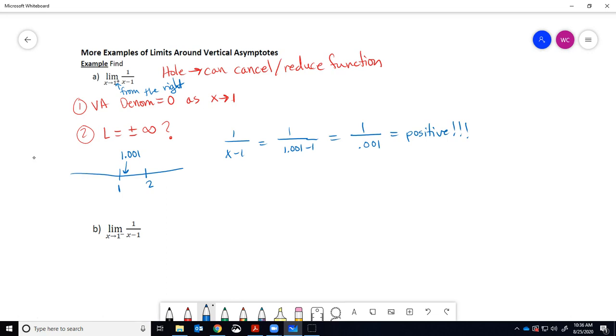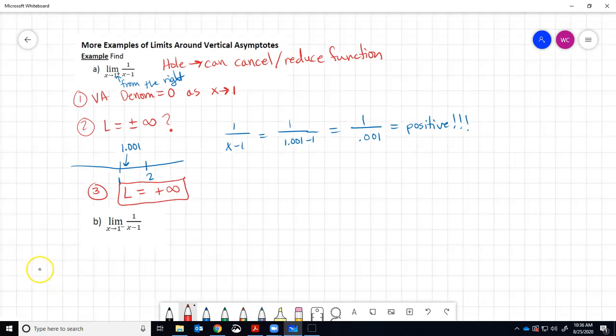Okay? Which means what? Which means we have the answer. So step 3, we know that our limit is approaching big positive numbers, so we are approaching positive infinity here. So that would be the limit as we approach the vertical asymptote at x equals 1 from the right. Let's do the same thing, but from the other direction.